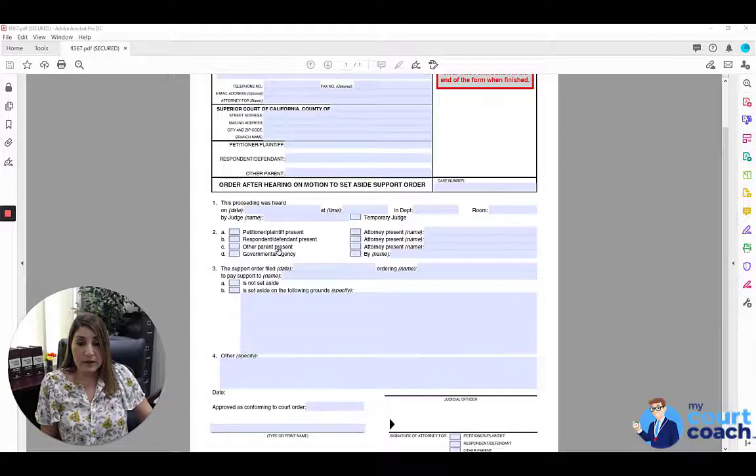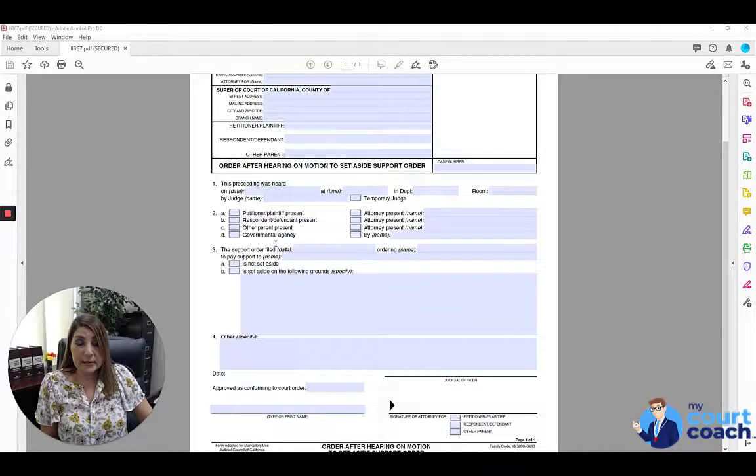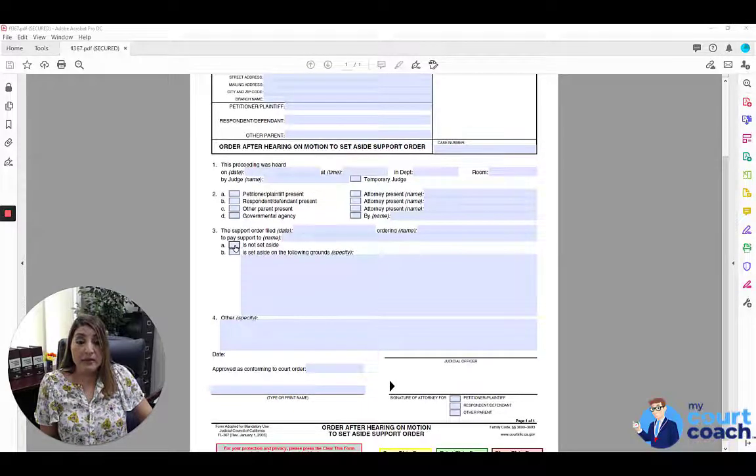Field number 3, you want to list the original order, the date that it was filed, that you're trying to have set aside, and the terms of that order, who was ordered to pay support to whom. And then 3A, if the order was not set aside, you would mark this box. If the order was set aside, you would mark 3B, and then you would list the explanation that the court gave for the set aside. Remember that the basis or the grounds for setting aside were fraud, perjury, or lack of notice.